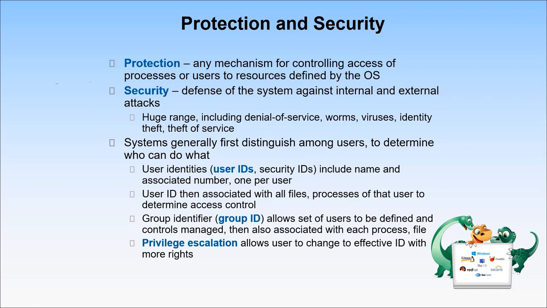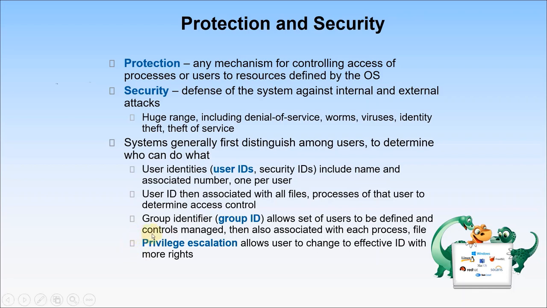Protection and security. Protection refers to a mechanism for controlling access by programs, processes, or users to both system and user resources. The protection mechanism must distinguish between authorized and unauthorized usage. So there should be user identities. User IDs or security IDs include a name and associated number, one per user. The ID is then associated with all files and processes of that user to determine access control.